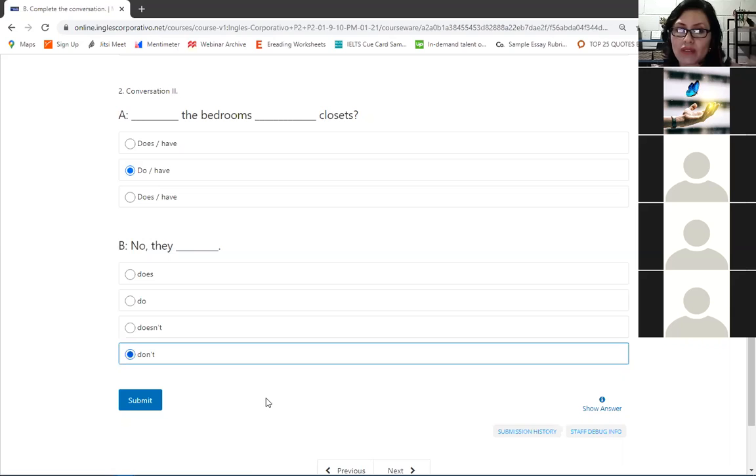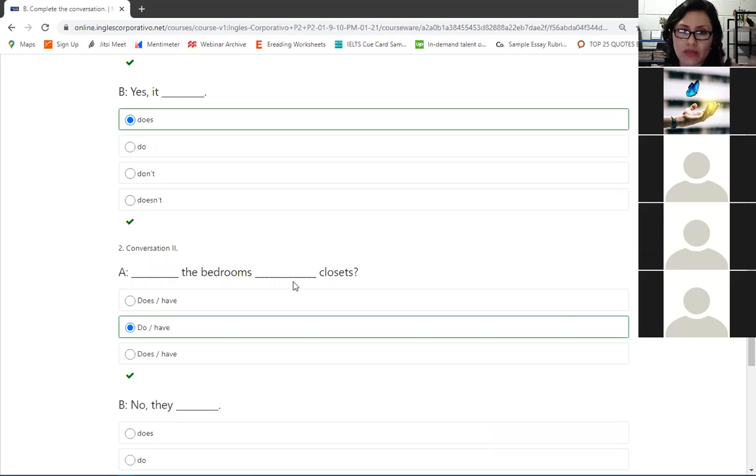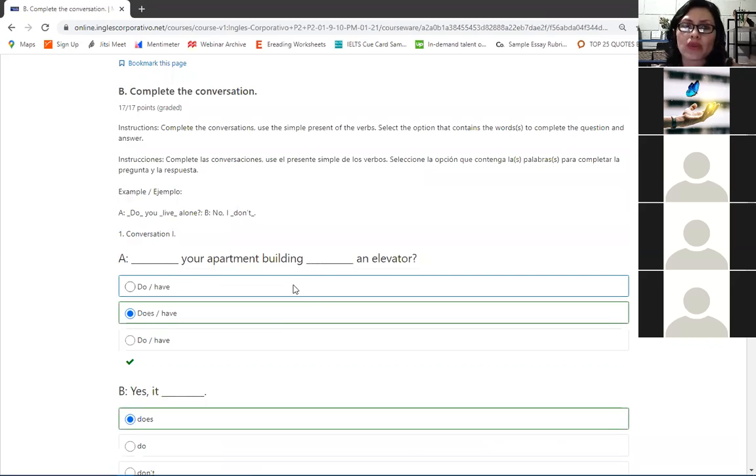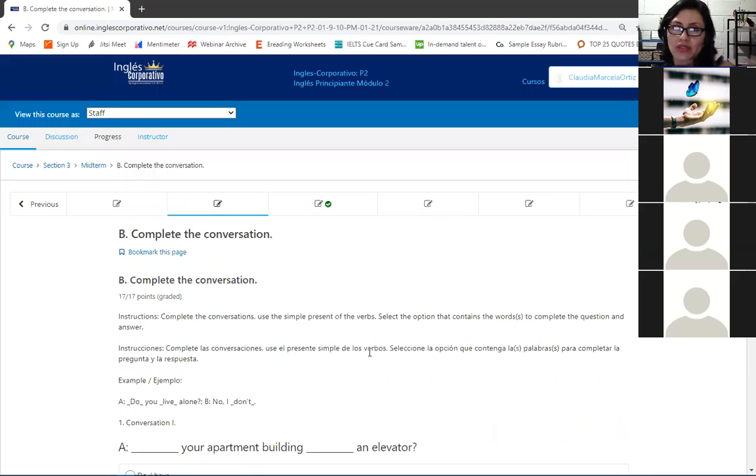Entonces, vamos a ver, vamos a dar clic en submit, ¿verdad? Y todas están correctas, ¿ok? Entonces, quizás lo más importante que puedo rescatar de ese ejercicio es eso, tener mucho cuidado y fijarnos si el subject es singular o es plural, ¿ok? Para saber cómo voy a utilizar yo mi auxiliar.